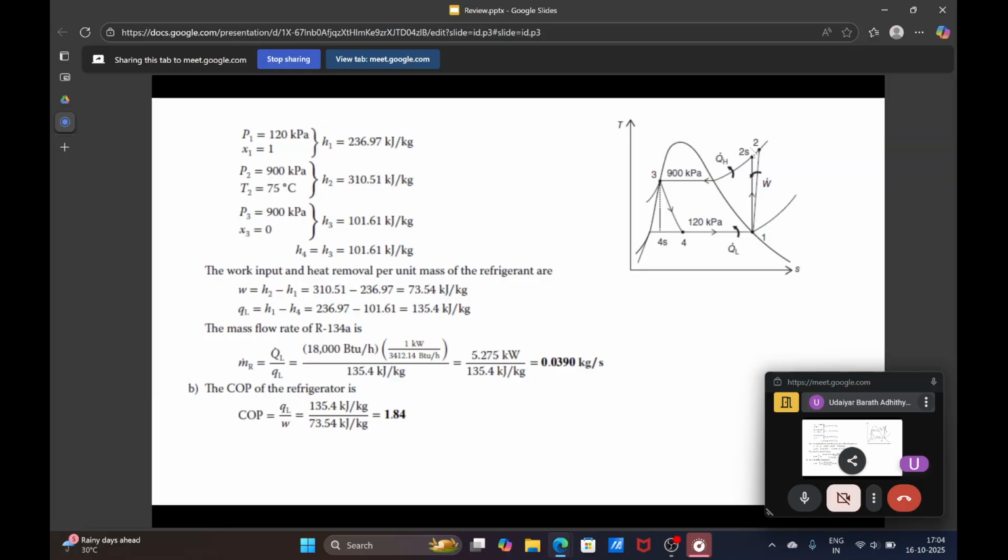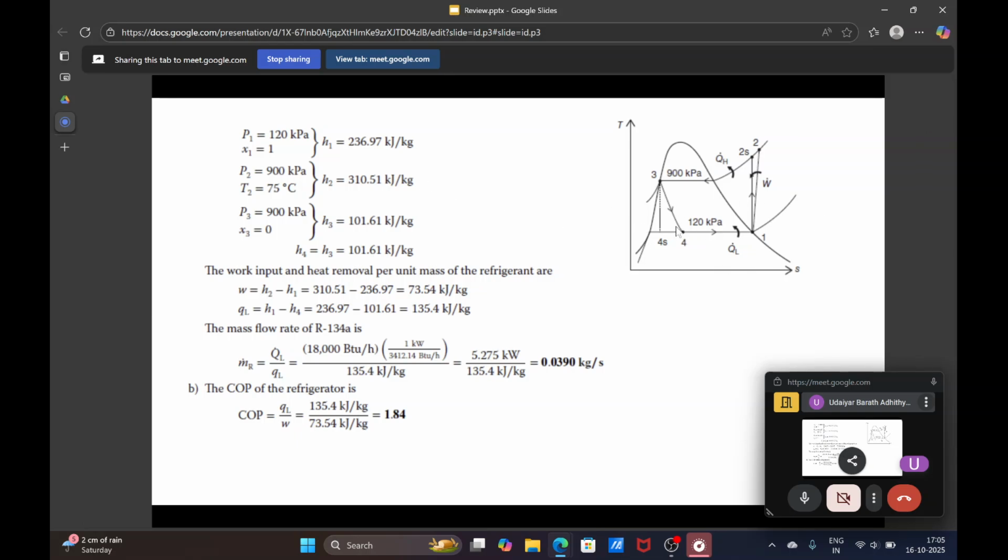At saturated vapor you are compressing it to 2s ideally, and actually it will be 2. Then you are rejecting heat in the condenser, so it is constant pressure heat rejection. Then from saturated liquid you are expanding in the valve. It's an isenthalpic process, so there will be entropy generation. So that is 3 to 4. This is the process.